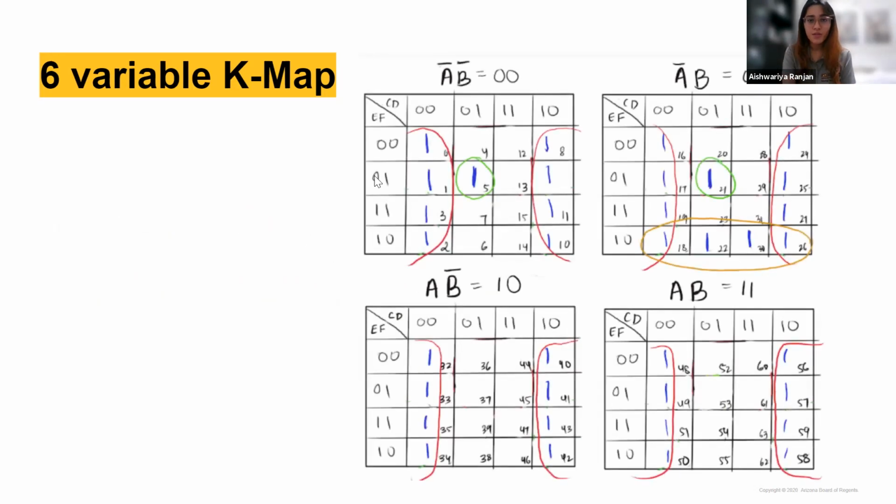So, like I said, we would need six variables, so we need four Kmaps. And this time I've labeled it A, B bar. The columns are expressed by C and D. The rows are expressed by E and F, and each Kmap is individually expressed by A and B.